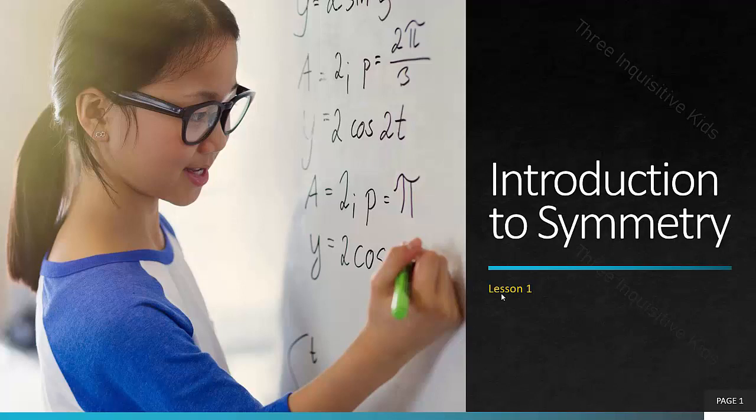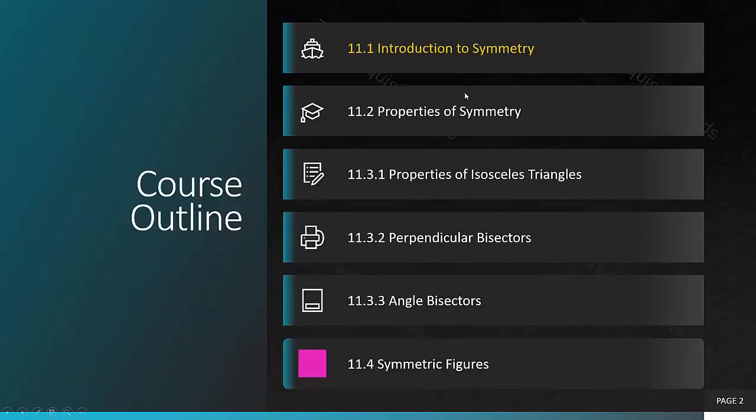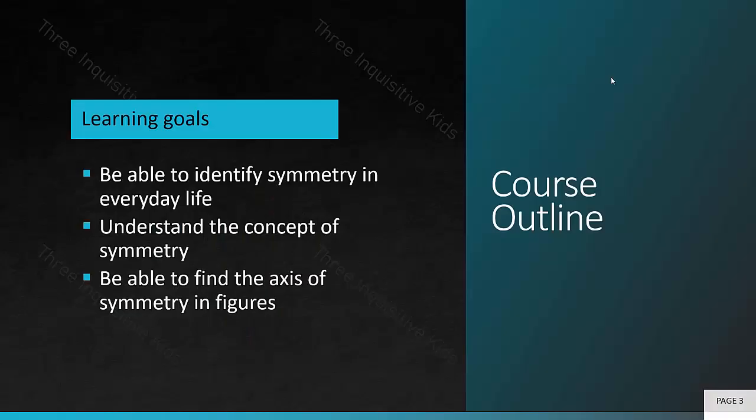In this chapter, we will be learning about symmetry. This is lesson 1 of our chapter, and it's going to be Introduction to Symmetry. In this chapter, we're going to be learning about multiple things. First, what is symmetry? And then we're going to be learning some geometry. So, isosceles triangles, perpendicular bisectors, angle bisectors, and so on.